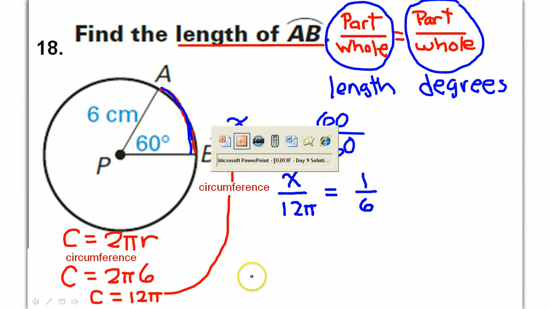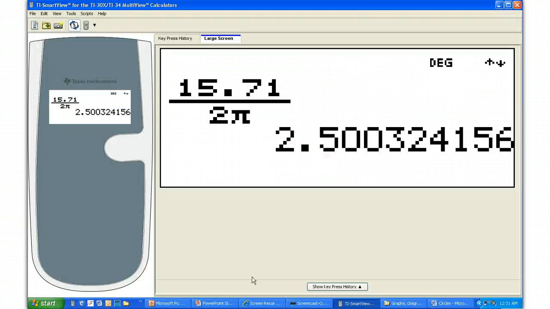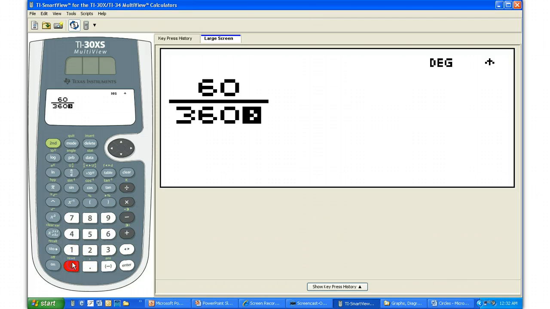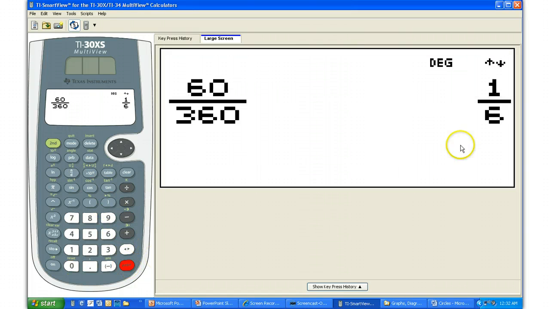Alright? Using the calculator, if your arithmetic skills are weak and you need to double check your work, you would do it this way. 60 divided by 360. Make sure you use your N over D button. That's a good habit to get into. And the calculator shows us that that is indeed 1/6.